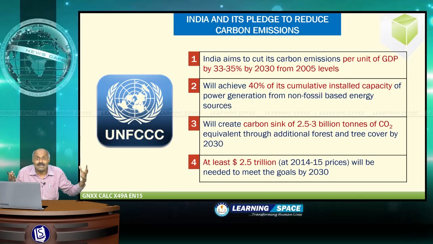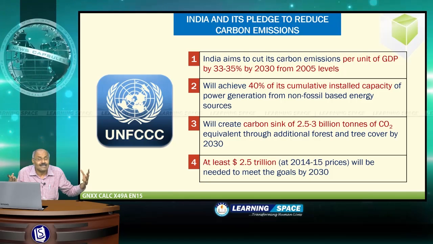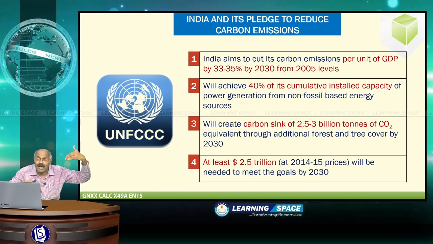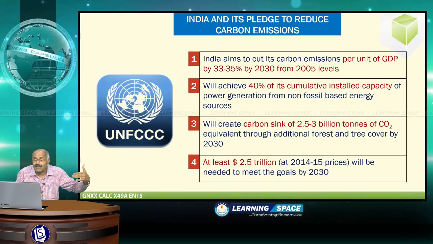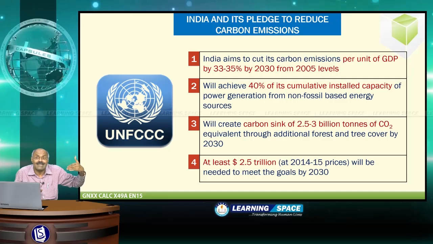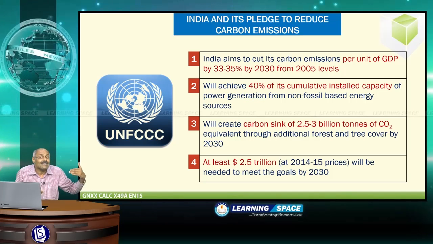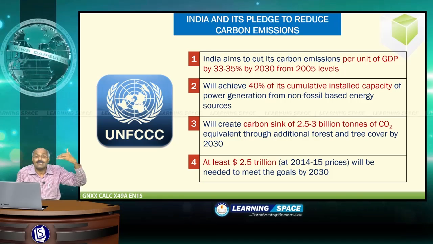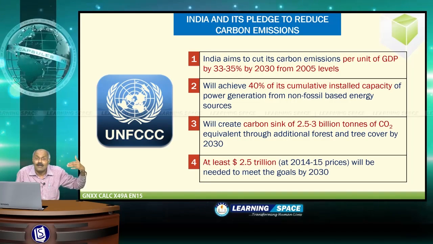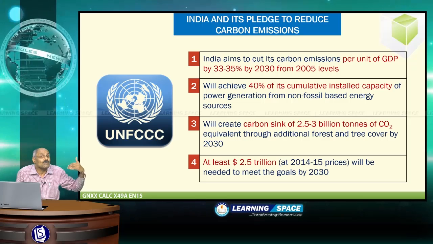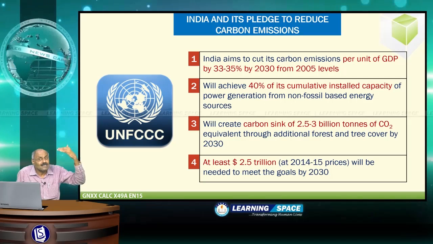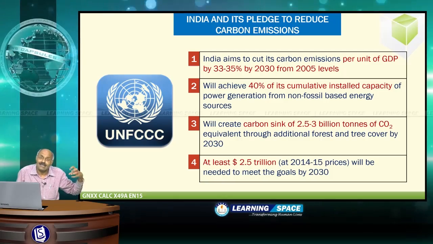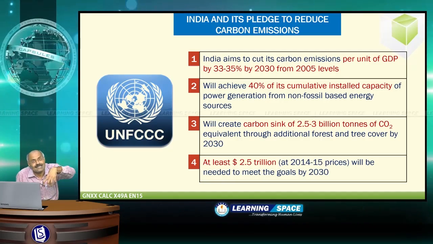This is a carbon sink. You may ask what is meant by carbon sink. It is nothing but creating green cover. And in the INDCs, India stated that India needs at least $2.5 trillion to meet the goals by 2030. So, these are the INDCs submitted by India, and once this comes into force, then these will become nationally determined contributions. INDCs will become NDCs.